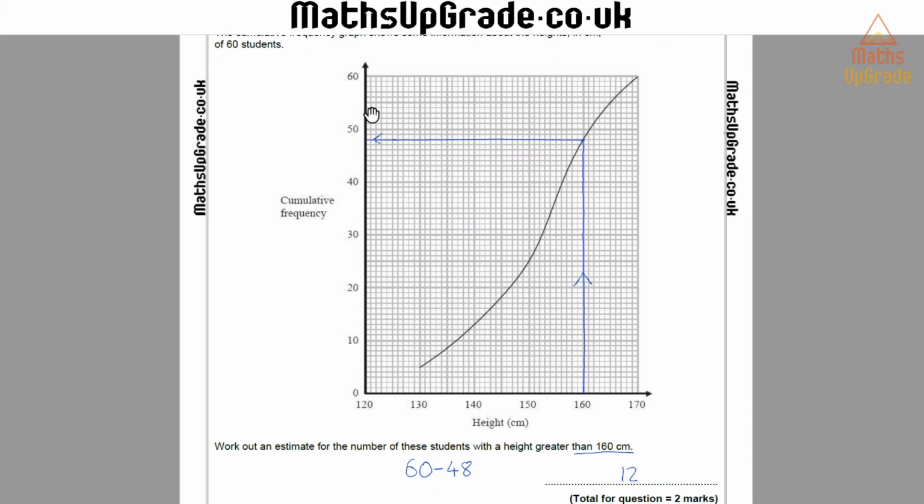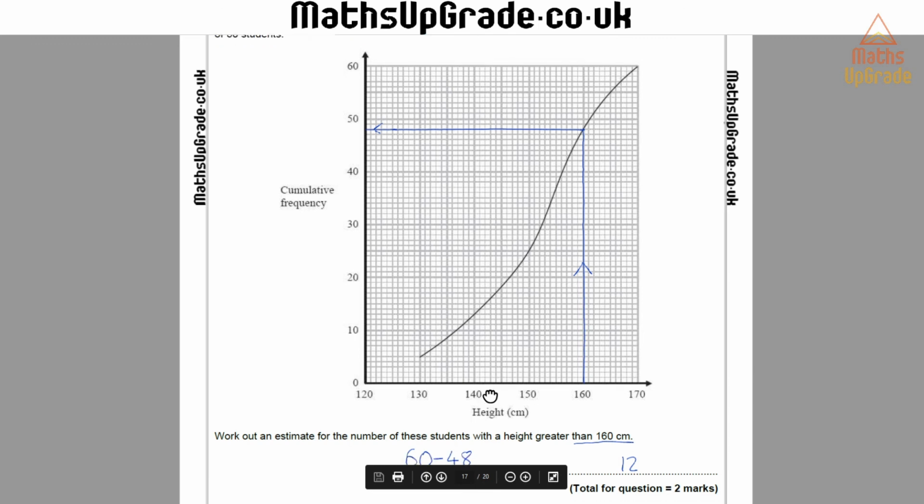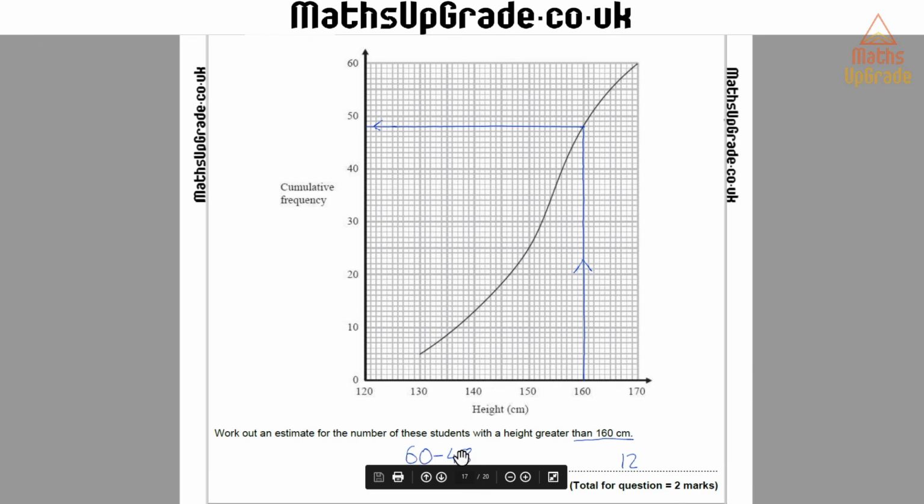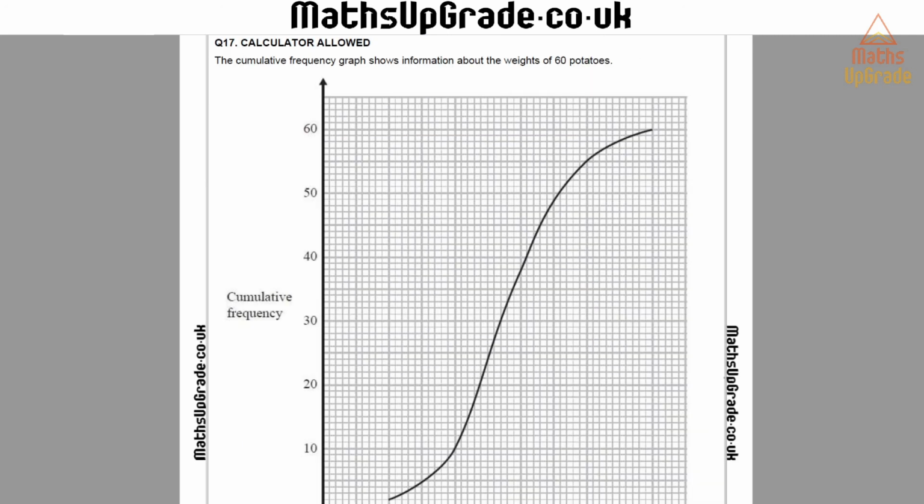That leaves 12 students having a height of greater than 160, since there's 60 students altogether. So the answer is 12 for 2 marks. Question 17, I'm given a cumulative frequency graph about the information of the weights of 60 potatoes. So this represents the weights of 60 potatoes.